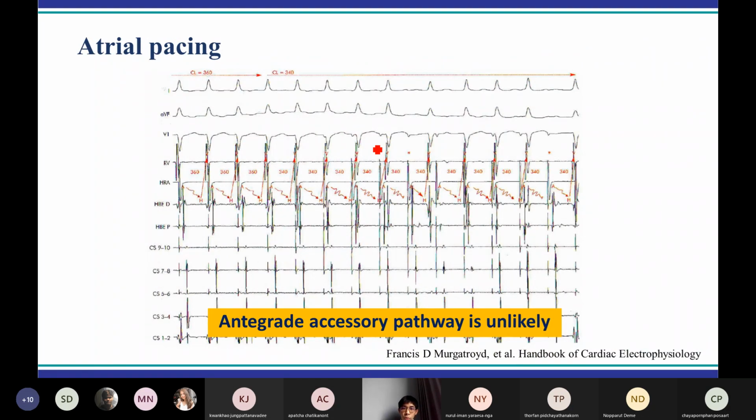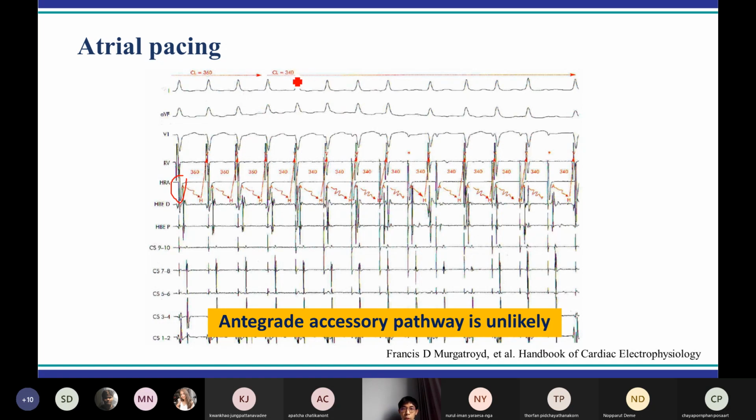Okay, this one shows the atrial pacing. This is when you pace from the atrium here with a cycle length of 360. You see that if you pace A, it would go to His, and it would go down to RV. You pace A here, His, and RV. This is the pacing cycle length of 360.